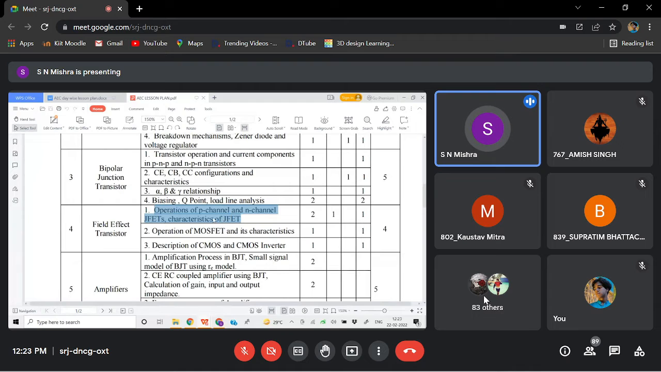Again here, what is the drawback in JFET and how to improve it using MOSFET is the next topic, and its operation, types and characteristics, everything is included here. And the application of MOSFET, here it is included as the CMOS inverter. So inverter means nothing but a NOT gate.